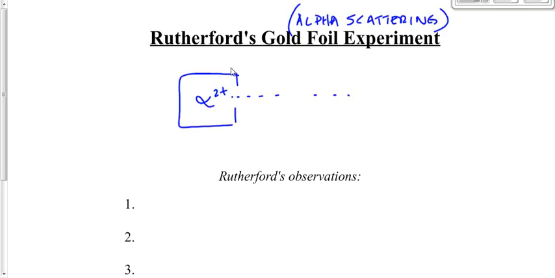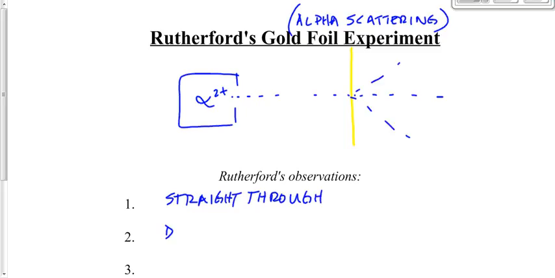Alpha particles going towards this really, really thin layer of gold foil, and then what do we find happens? Most of those alpha particles go straight through. Some of those alpha particles change direction. Some of those alpha particles are deflected. And then you get a few of those alpha particles that bounce back. Not very many, but a few of them that bounce back. And what do we find? What conclusions do we draw from those 3 different observations of what happens to these alpha particles as they go and strike this gold foil?